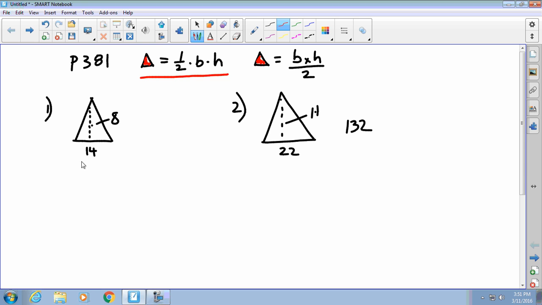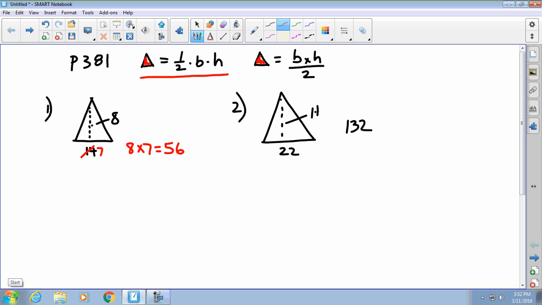It's got a base of 14 and a height of 8. And if we do that 1/2 base times height, what I want you to understand is we just have to cut something in half. We could cut 8 in half, or we could cut 14 in half. I'm going to cut 14 in half. If I cut 14 in half, 8 times 7 is 56. So my area of that triangle is 56.